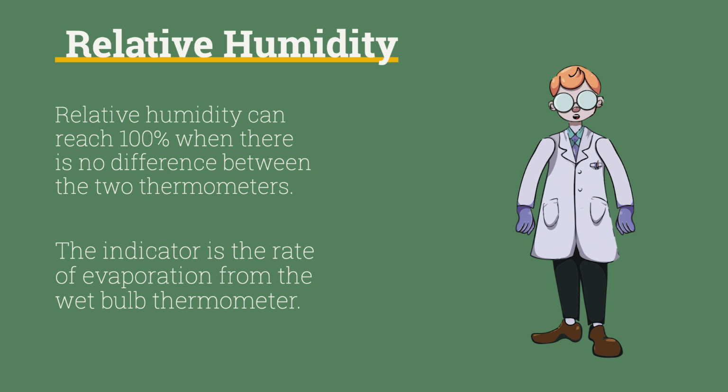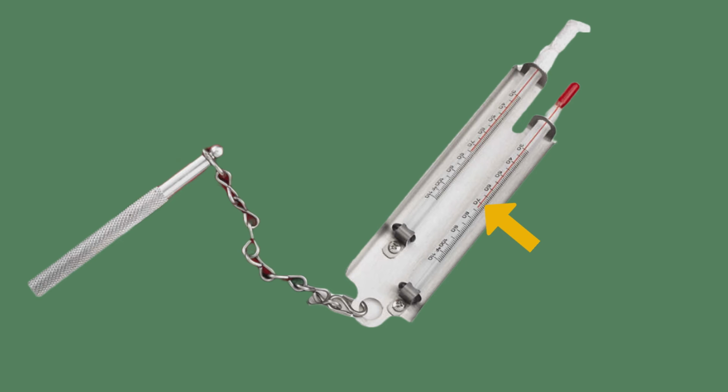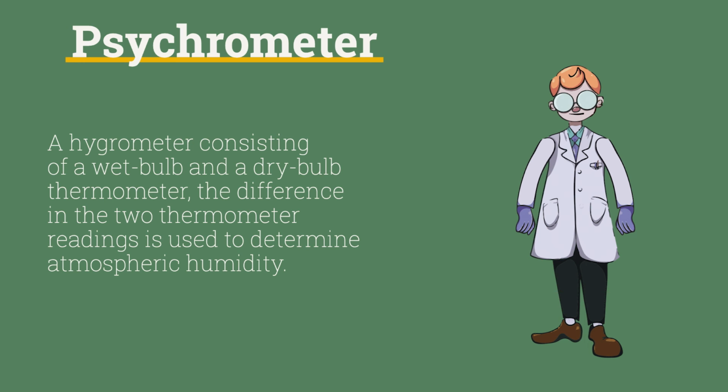The rate of evaporation from the wet bulb is our indicator in this experiment. When there is no difference between the two thermometers, then relative humidity has reached 100%. So what I've got here is a type of psychrometer. A psychrometer is a type of hygrometer consisting of a wet bulb and a dry bulb thermometer. The difference in the two thermometer readings is used to determine atmospheric humidity.